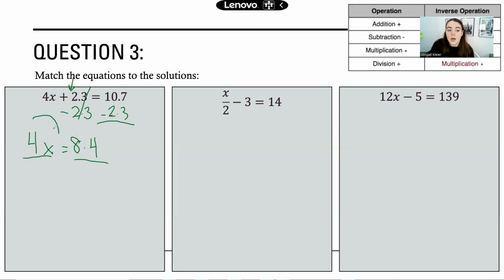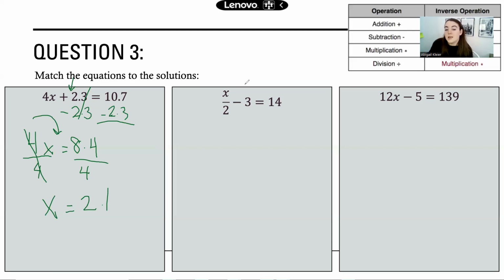Again, I'm looking at how my variable is impacted. My variable is being multiplied by 4. Since it's being multiplied by 4, I need to do the opposite, which is dividing by 4. So I'm going to divide both sides by 4, keeping that balance. What I do to one side, I have to do to the other side. 8.4 divided by 4 is 2.1. And that's how I would solve my first question. I'm going to look at my next one.